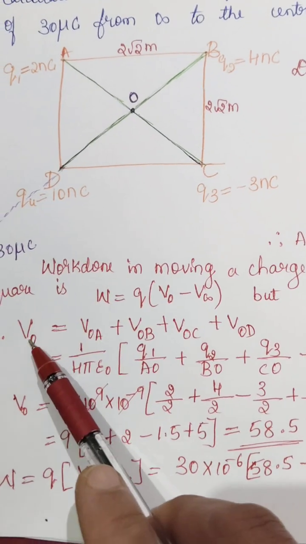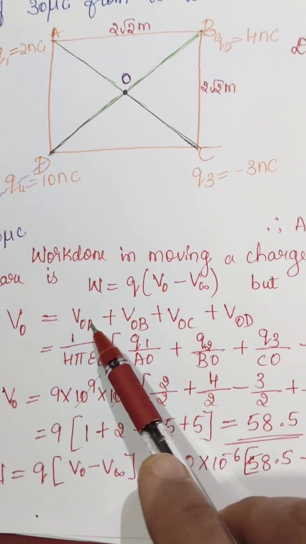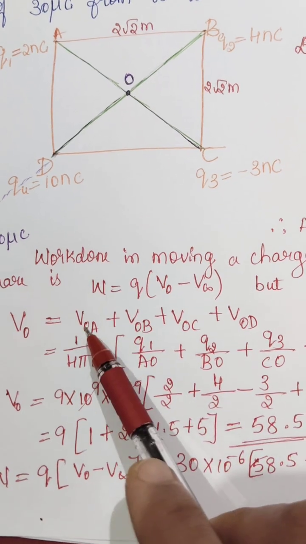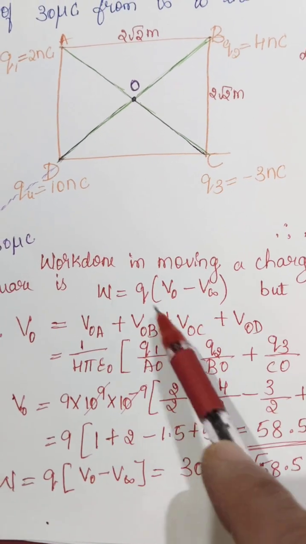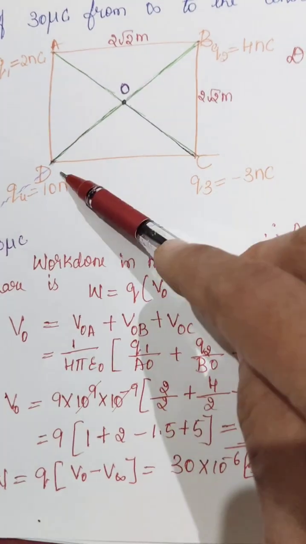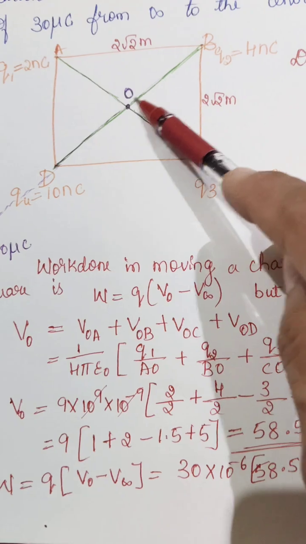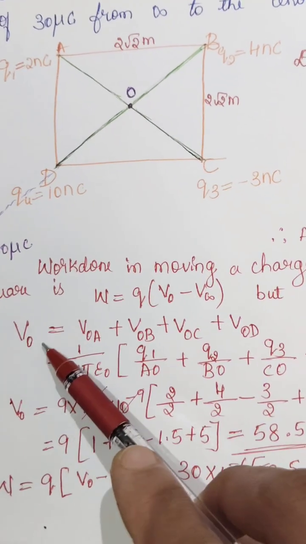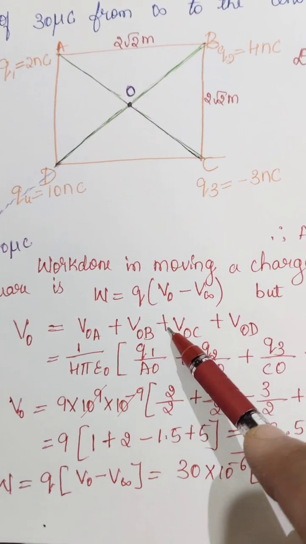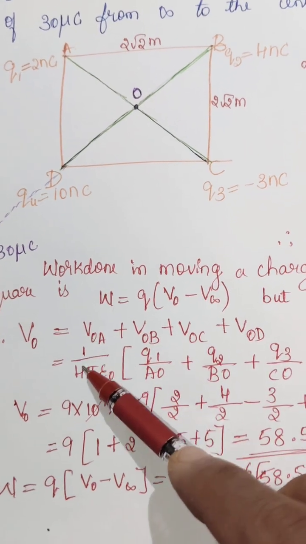The total potential at the center of the square is the algebraic sum of potentials due to the individual charges. So charges placed at A, B, C, D all produce total potential at O. So how to calculate the total potential at O? It is an algebraic sum of potentials due to individual charges. So how to calculate that?